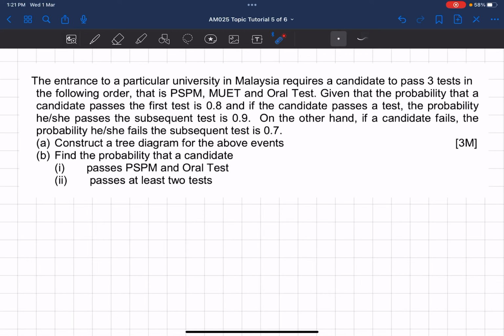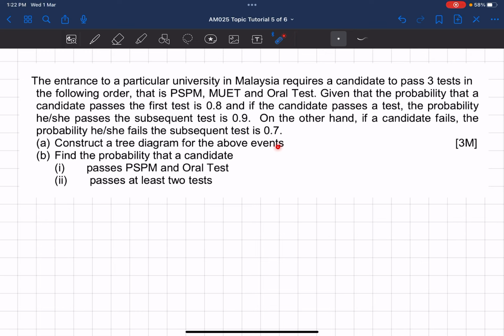The entrance to a particular university in Malaysia requires a candidate to pass three tests in the following order: PSPM, MUAT, and oral test. Given that the probability that a candidate passes the first test is 0.8, and if the candidate passes a test, the probability he or she passes the subsequent test is 0.9. On the other hand, if a candidate fails, the probability he or she fails the subsequent test is 0.7. The first question: construct a tree diagram for the above events.